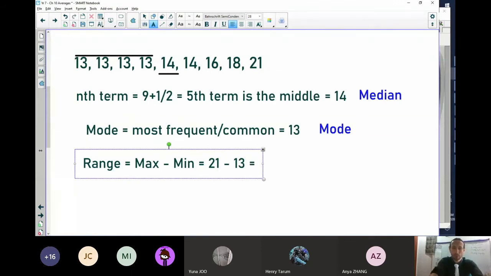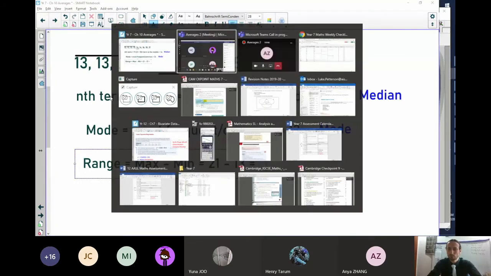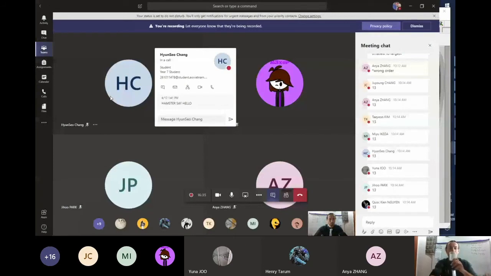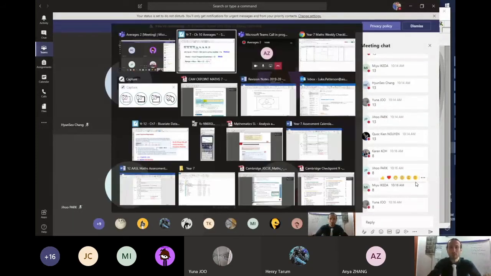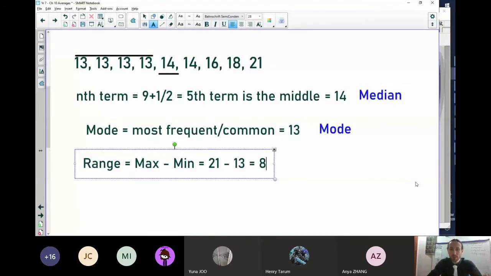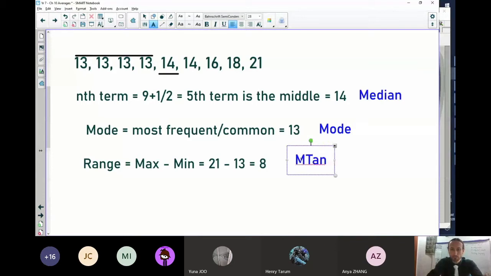And that's going to be equal to, what's 21 minus 13? You can type that in. 21 minus 13. Perfect. 8. There you go. So that happens to be our range. Our mean, median, mode, and range.